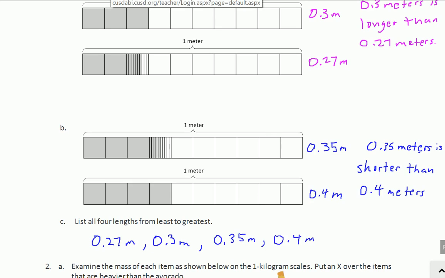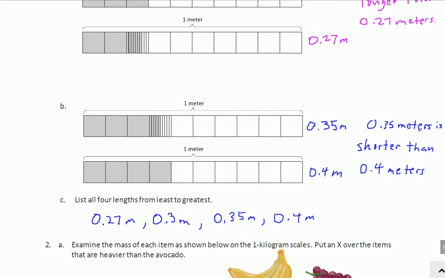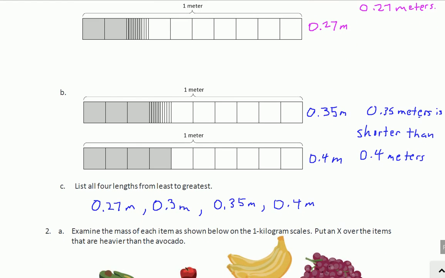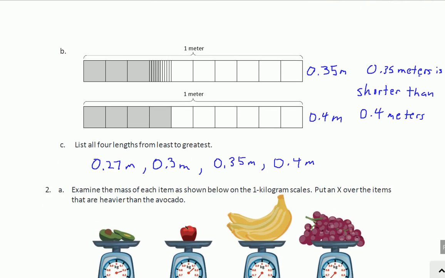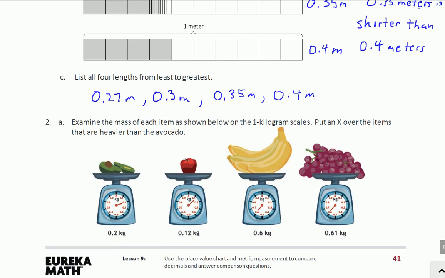All righty, how'd you do? I didn't give you a long how'd you do on that one because it was a very, very short problem to do. So hopefully you got that right. 0.27 or 27 hundredths, then 3/10, then 35 hundredths, and then 4/10. Let's keep moving along. For number 3, examine the mass as shown below on the 1 kilogram scales. Put an X over the items that are heavier than the avocado. So pause it and hit play when you're ready.